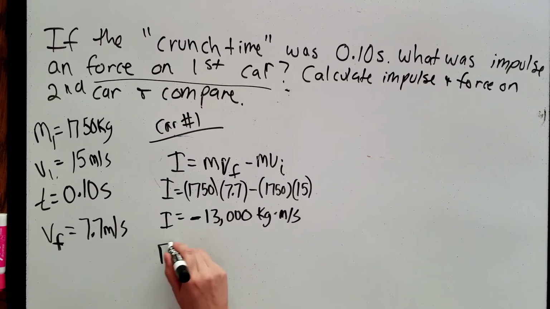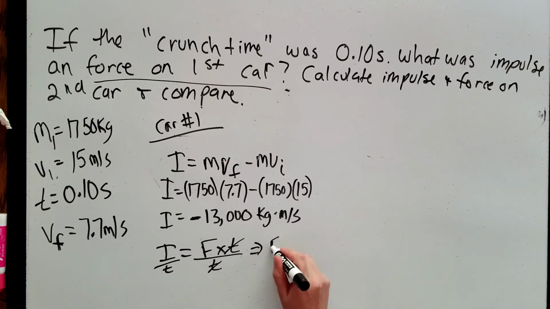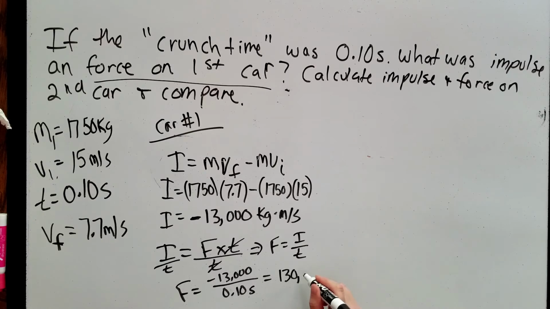Now remember when we calculated force in the last problem, with the T-ball, we used this equation and rearranged it. So to rearrange, we divide by t to get rid of t. Whatever we do to one side, we have to do to the other. So it becomes force is equal to impulse over time. So I'm going to take that impulse, that negative 13,000, divide it by the time, the crunch time, how long the cars were in contact, a fraction of a second. I'm going to get 130,000. Units on this are newtons.